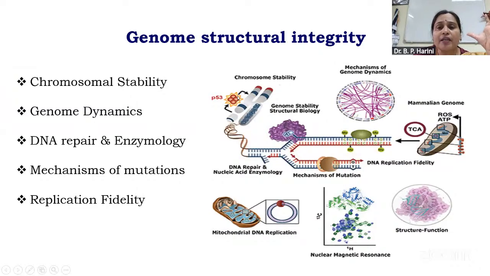Whatever it may be, genome structural integrity relies upon chromosomal stability. So the stability of the chromosome has to be there to have structural integrity of the genome. Genome dynamics should happen in a given spatiotemporal pattern. DNA repair and enzymology are also equivalently important, and mechanisms of mutations are also important. Apart from this, the fidelity of replication is also of utmost importance to have genome structural integrity.